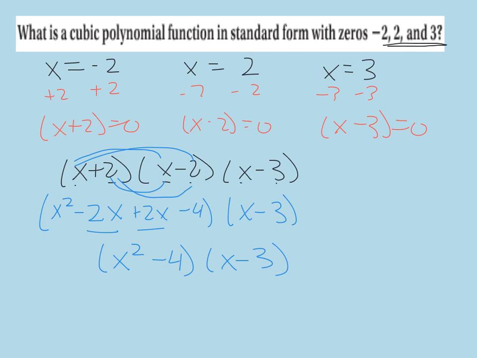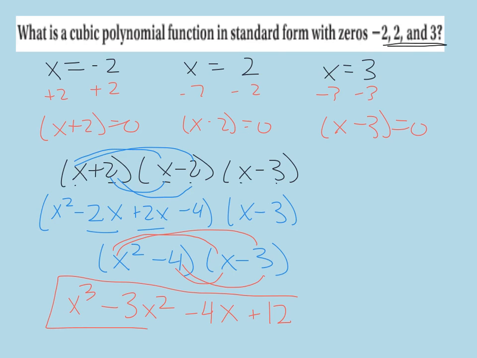And now I multiply out again. X squared times x gives me x cubed. X squared times negative 3 gives me negative 3x squared. Negative 4 times x gives me negative 4x, and negative 4 times negative 3 gives me positive 12. There are no like terms here, so this right here would be my final answer from working backwards. This is in standard form because my highest degree is first, and then going down in numerical order. And that's it.